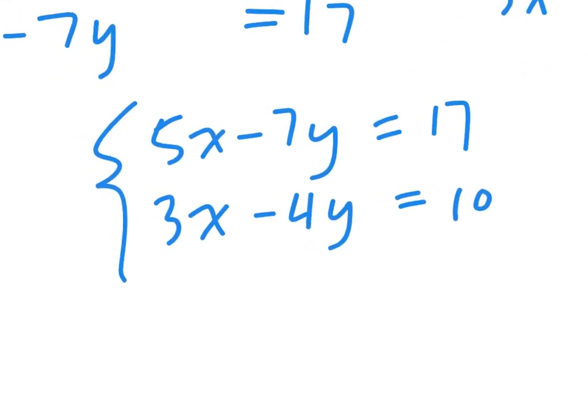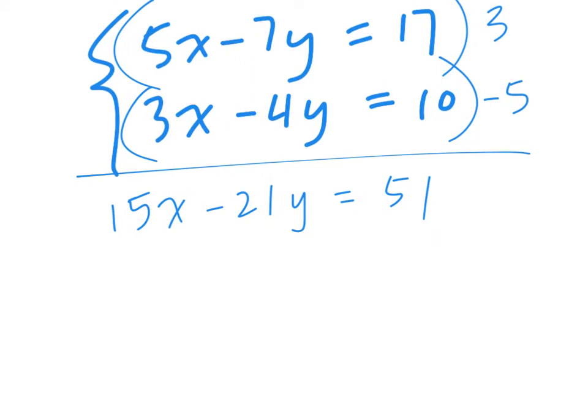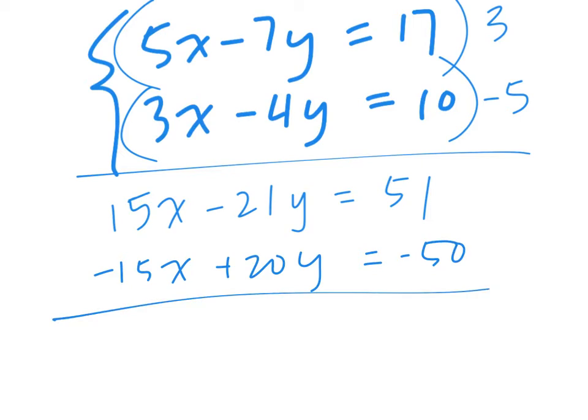All right, from here, what you want to do is get rid of x or y. Which one do you guys want to get rid of? X. Okay, so to get rid of x, they have to be the same number but opposite signs. So multiply this by 3, multiply this by negative 5. That's 15x minus 21y equals 51. This is minus 15x plus 20y equals minus 50. Add them together. 15x and the minus 15x cancel. You have minus y equals 1.